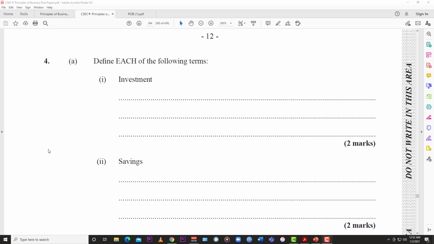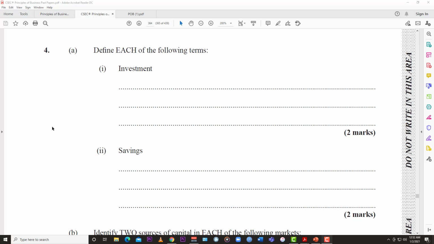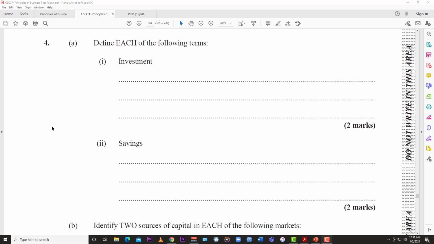The first question, number 4A, asks: define each of the following terms. You have investment and you have savings, and both are 2 marks each. So we're going to define investment and define savings.